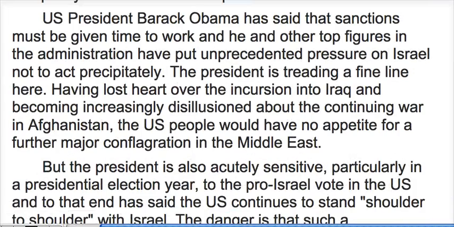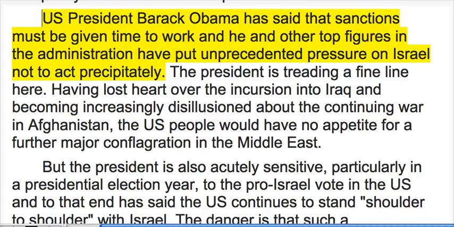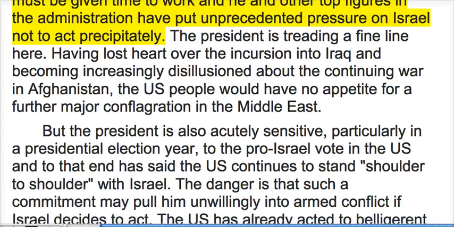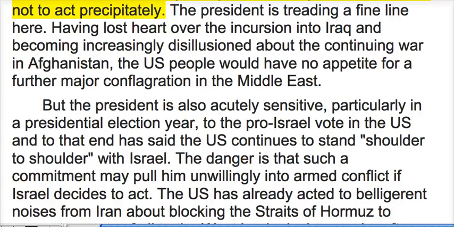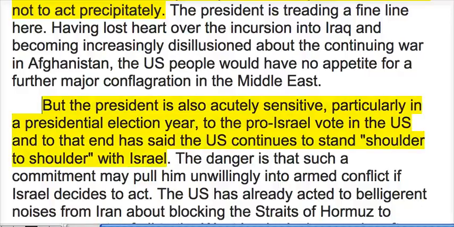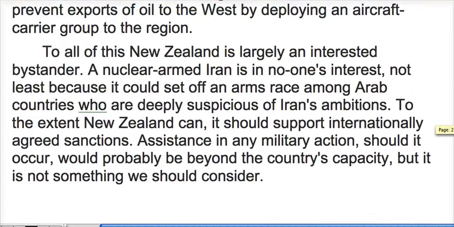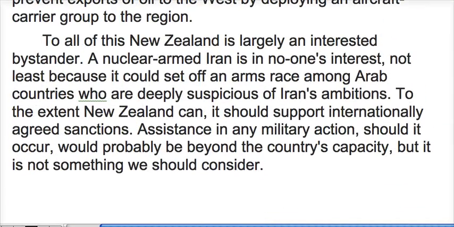US President Barack Obama has said that sanctions must be given time to work, and he and other top figures in the administration have put unprecedented pressure on Israel not to act precipitately. Again, same thing again, because it's the topic sentence. But the president is also acutely sensitive, particularly in a presidential election year, to the pro-Israel vote in the US, and to that end has said that the US continues to stand shoulder to shoulder with Israel. Again, that is the topic sentence, so I can highlight that piece. And then I have the conclusion.